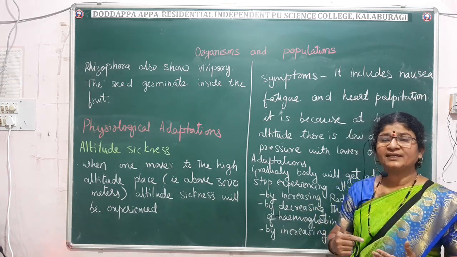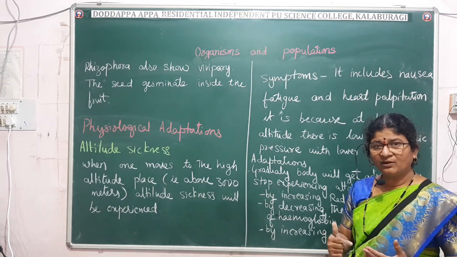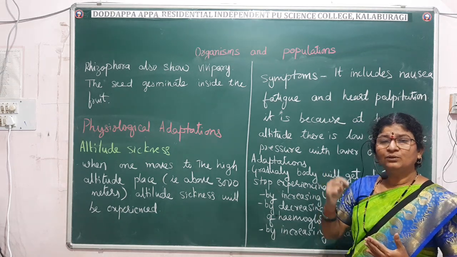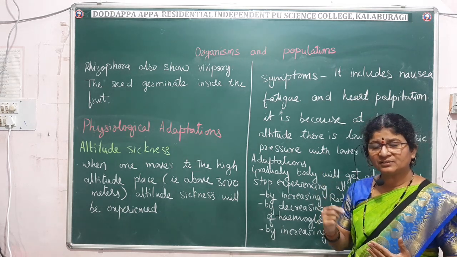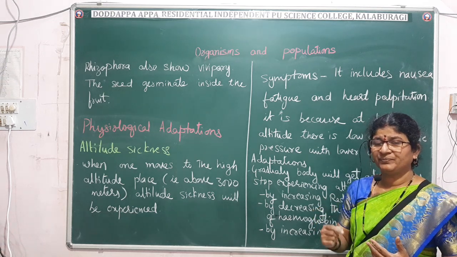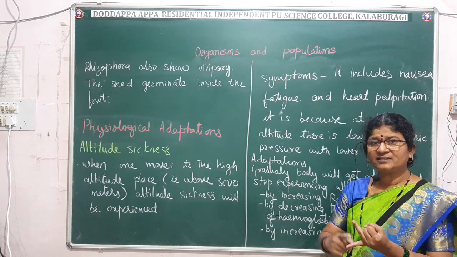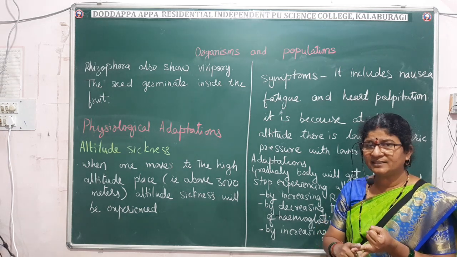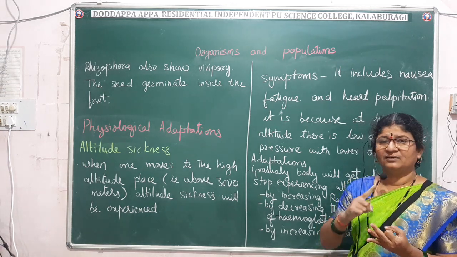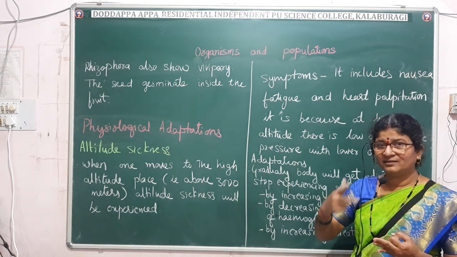Why does the person experience that? It is because of lower atmospheric pressure and a low level of oxygen. How does the body get adapted? The RBC count will increase, the affinity of hemoglobin will be reduced, and also the rate of breathing will increase.